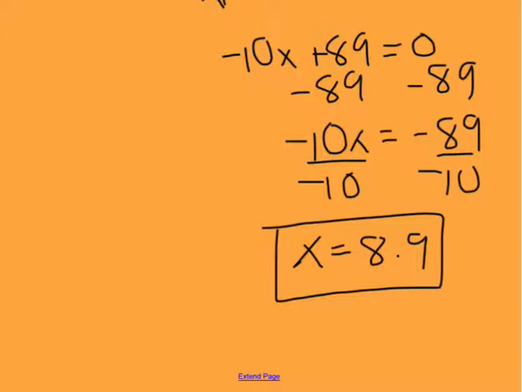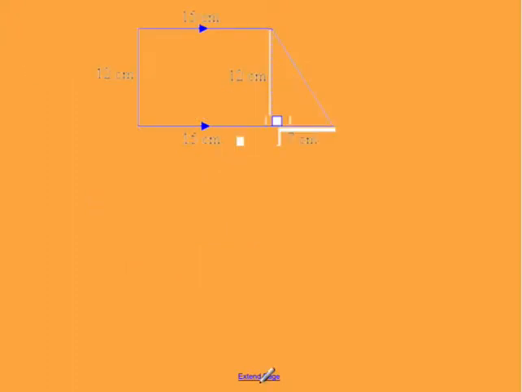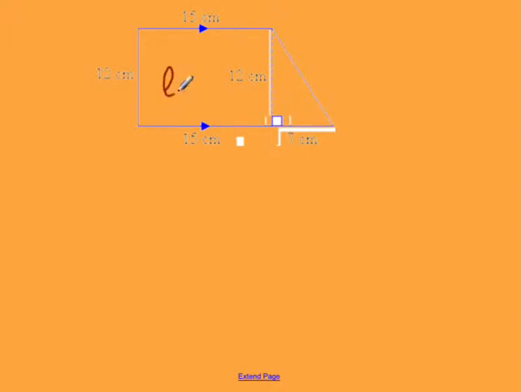Next, let's take a look at number 7. We want to find the area and the perimeter. So we can actually calculate out the area right now, because we can calculate out first the area of the rectangle, which is going to be length times width, and the area of the triangle is 1/2 base times height. So we can just add those two areas together.